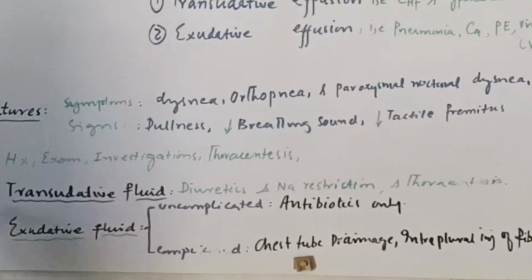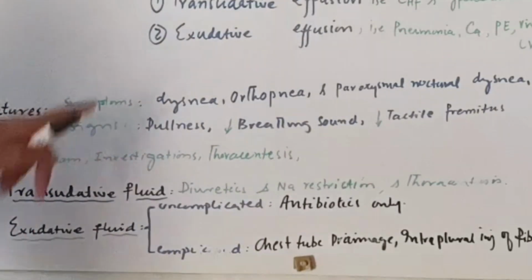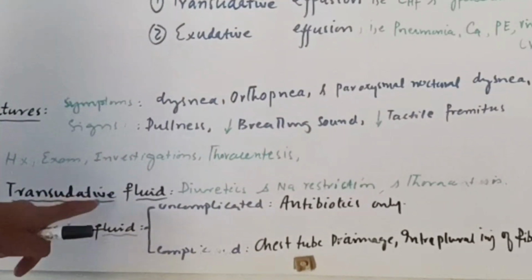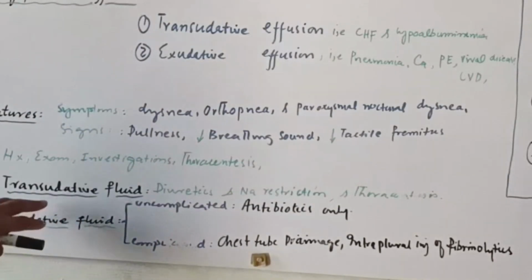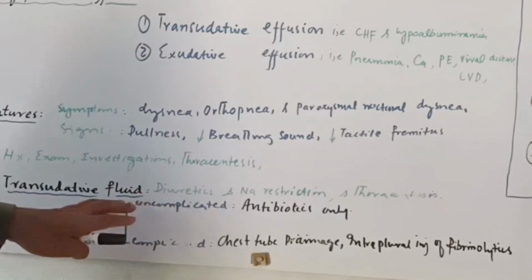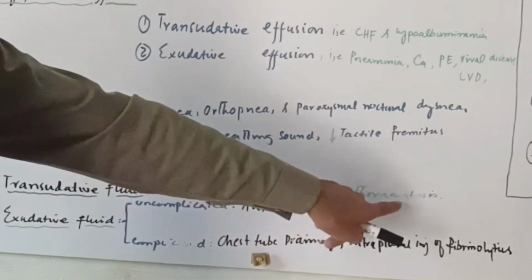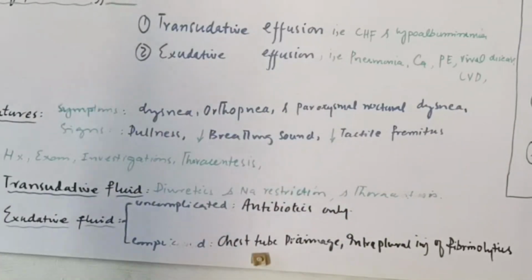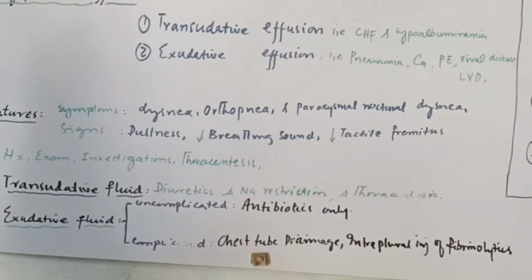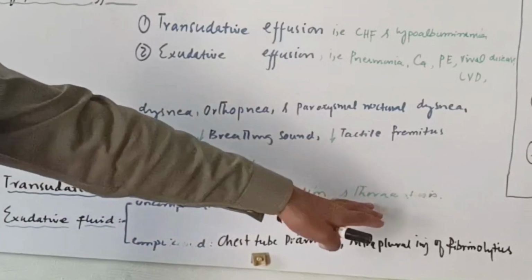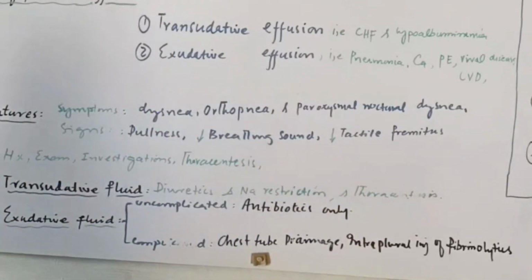So now, how to treat pleural effusion? The treatment of pleural effusion depends upon the type of pleural effusion. If there is a transudative effusion, diuretics and sodium restriction are the treatment. And if the pleural effusion is large, then thoracentesis or pleural tap is also done. This is therapeutic thoracocentesis, in which the fluid from the chest cavity is drained through a tube, which will relieve the symptoms of the patient like dyspnea.